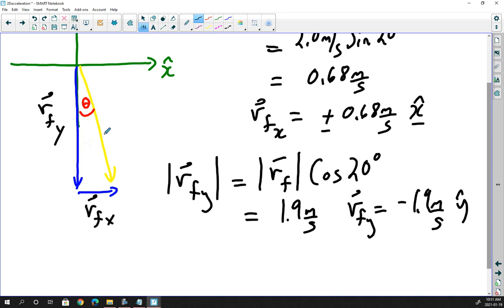I put in the positive x hat direction. Similarly, the y component, if you take a look at the y component here, it's adjacent to theta, so I'm going to use cos here. So the magnitude of the y component of final velocity is the magnitude of the entire vector times cos, and that gives me an answer of 1.9 meters per second. And then when I want the full-blown vector, I drop the magnitude signs. I got to look at the diagram. Look, this direction is negative y, so I put in a negative y hat in here, and I get negative 1.9 meters per second y hat. So what have I done here? I've broken down the two vectors into components. It's just so much easier.